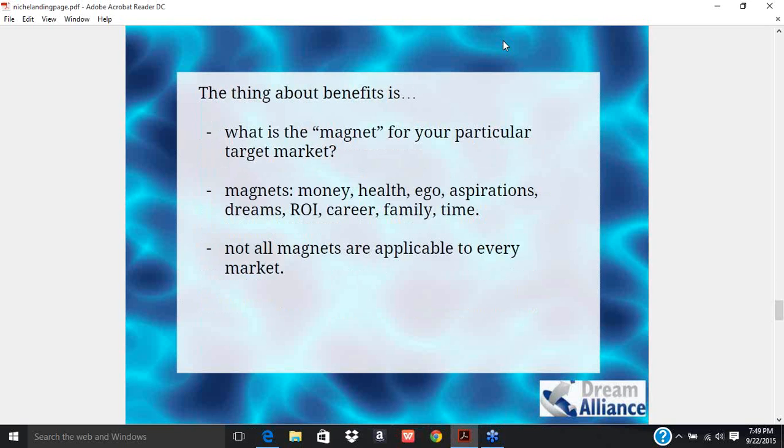Anything can be a magnet, but you have to decide what is the magnet for my target audience and speak around that. Always keep the magnet, what attracts them, in the copy and what makes them go, I have to have this. And dig deep down. It can be a few of these. It can just be one. It doesn't really matter because not all magnets are applicable to every market. Obviously, one of these will work better, but you have to think about it.